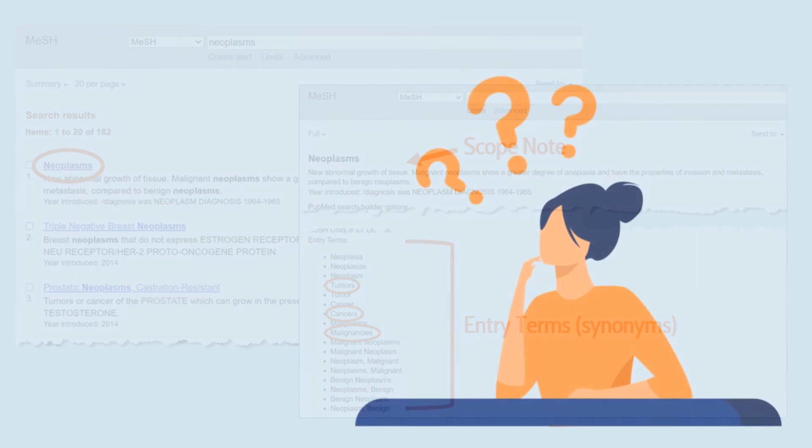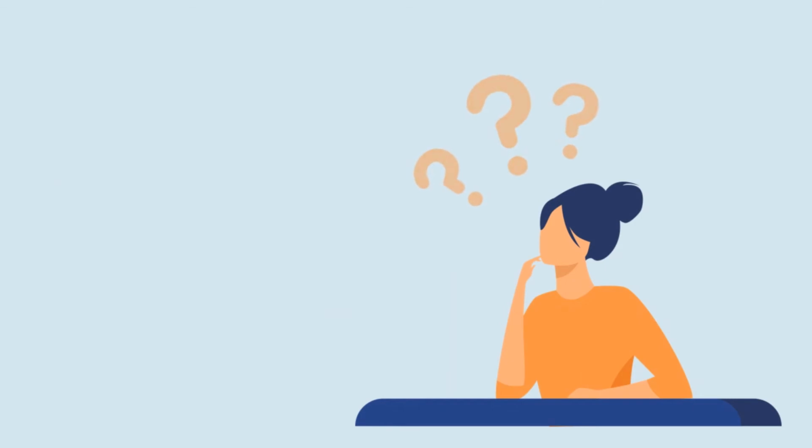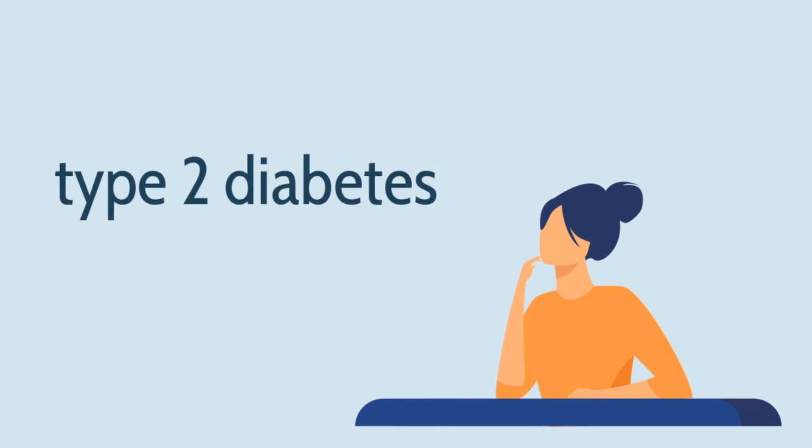Besides checking the list of entry terms on the MeSH record, how do you come up with additional synonyms? One method is to use the keywords you already know to search for relevant articles, and then look for additional terms in the titles and abstracts of the search results. This is a great way to collect additional keywords that you may want to include in your search.